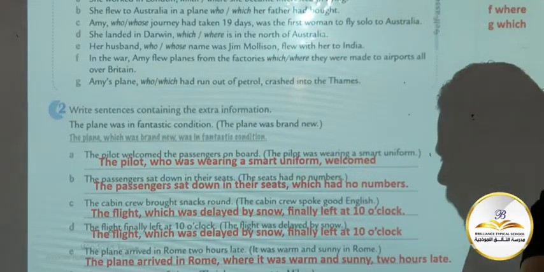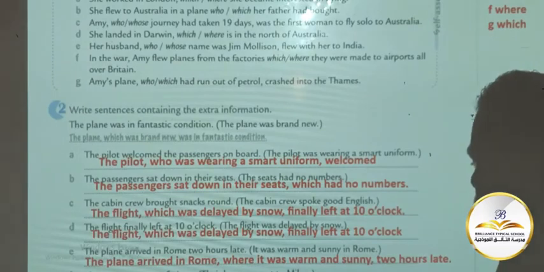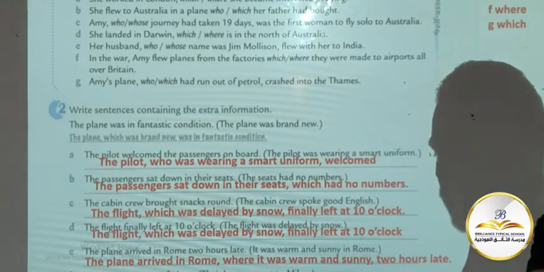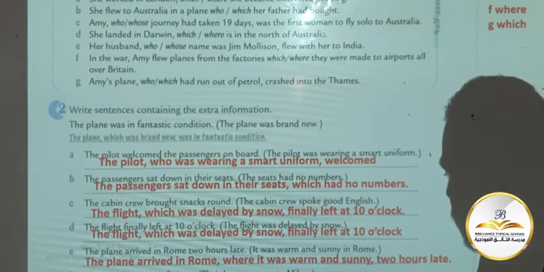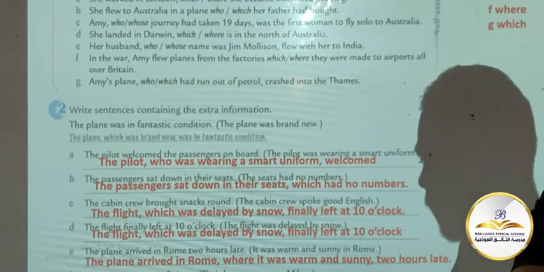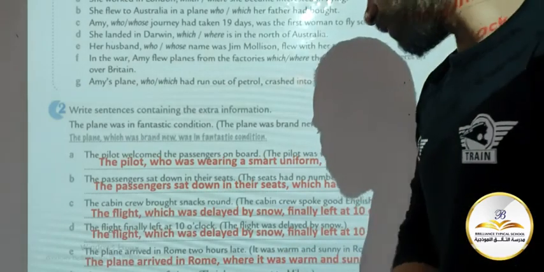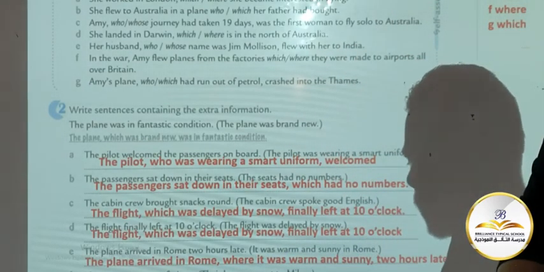Okay, the plane arrived in Rome 2 hours late. It was warm and sunny in Rome. I'm going to say the plane arrived in Rome, where it was warm and sunny, 2 hours late. The passengers were furious. Their luggage went to Milan. We are going to say the passengers, whose luggage went to Milan, were furious.